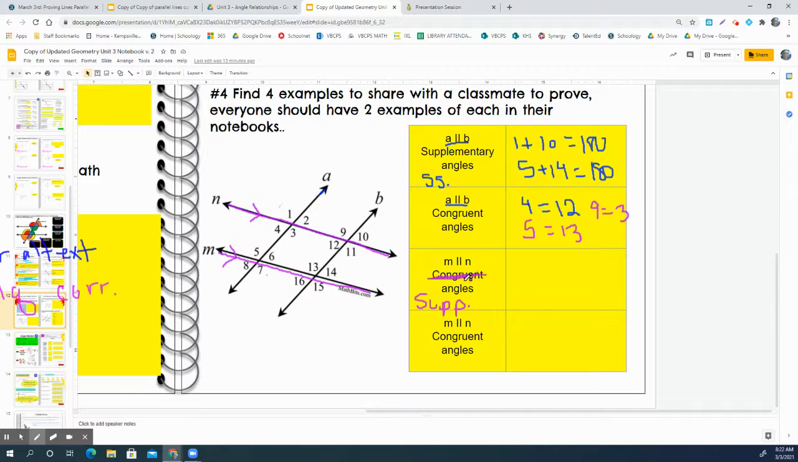So what's one example of a supplementary pair that will prove M and N parallel? So maybe you do 2 and 7. 2 plus 7 equals 180. So in the chat, you choose one. I'm going to write 2 plus 7 equals 180.